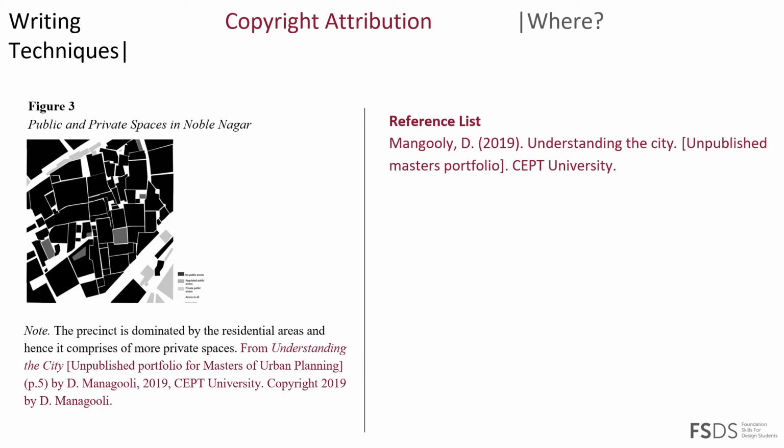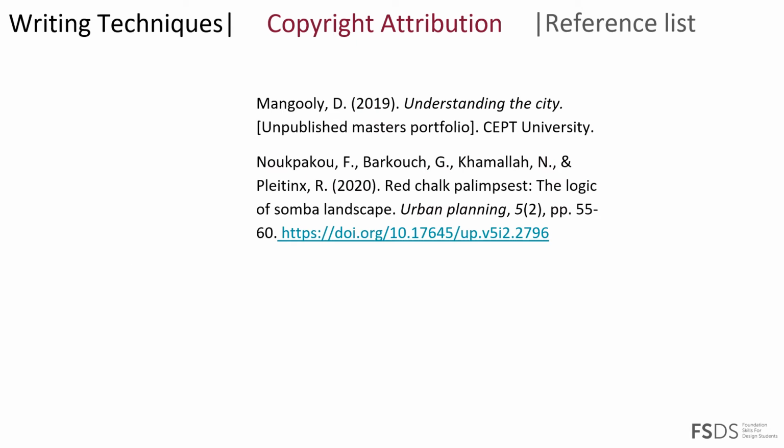This is followed by a full stop and then the year of publication within brackets. The title of the portfolio appears next, followed by a full stop. Because this is not a published work and we do not have a publisher's name, next appears a square bracket indicating that this is an unpublished master's portfolio. Once the bracket has been closed and followed by a full stop, we have the name of the institution, CEPT University. Some points to remember before we move into examples.